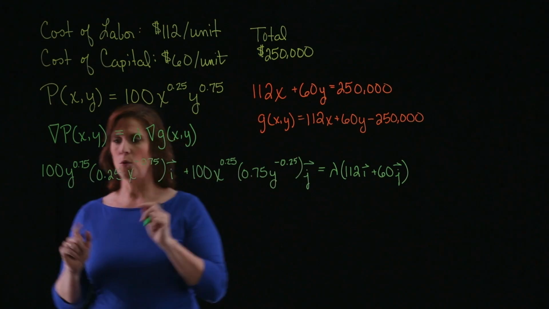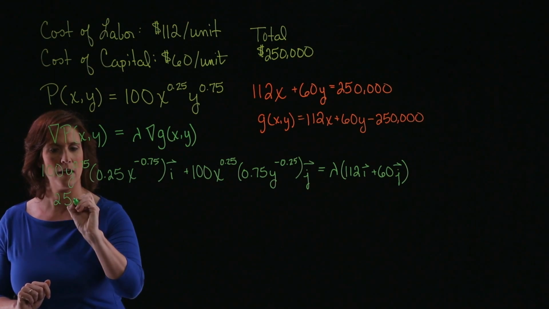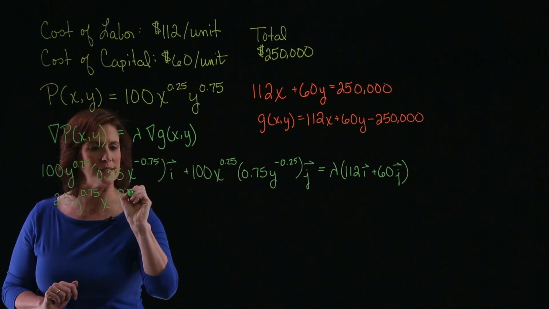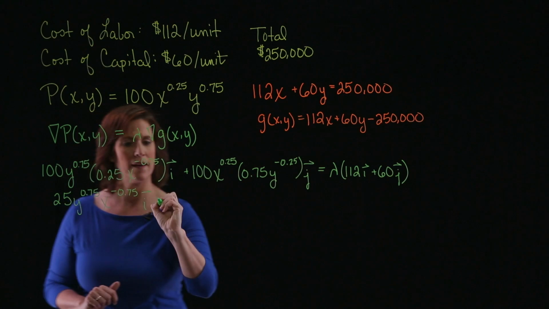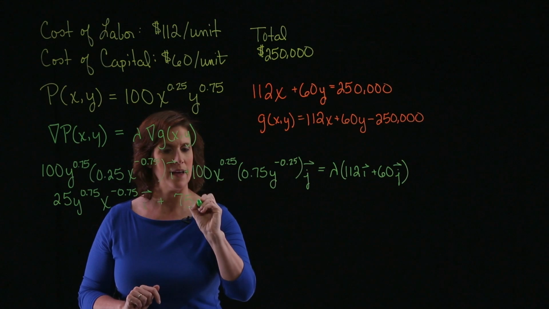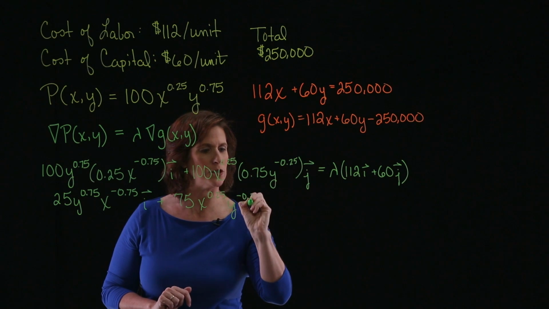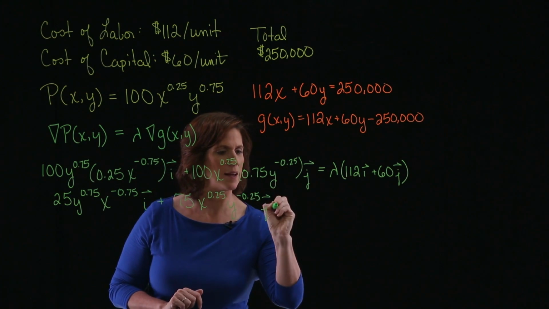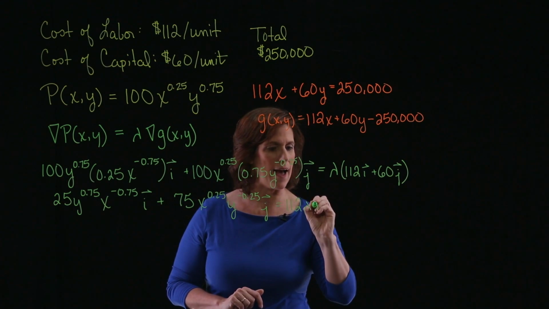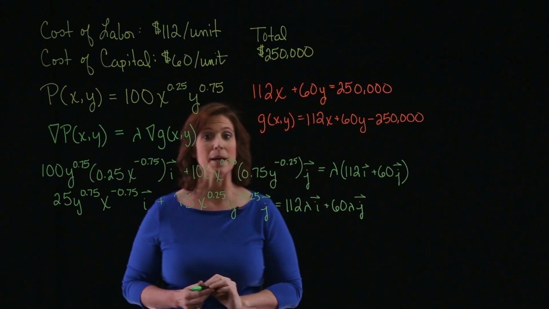So now let's simplify this equation. I've got 100 times 0.25, so that's going to be 25 y to the 0.75 and x to the minus 0.75 times my vector i, plus, I've got 100 times 0.75, so that's going to be 75 x to the 0.25 y to the minus 0.25 times my vector j, and that's going to equal 112 lambda i plus 60 lambda times my vector j.